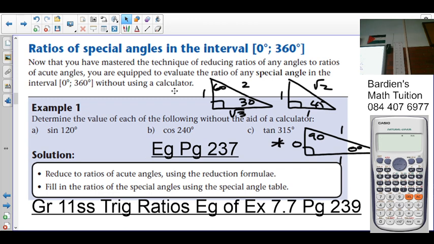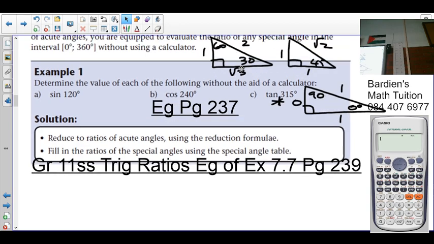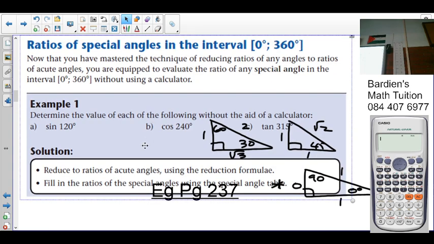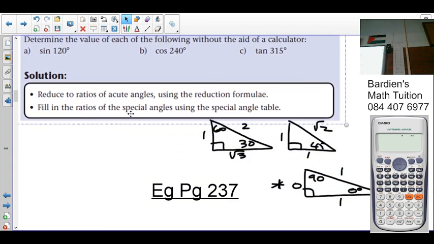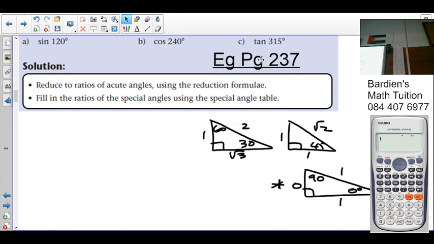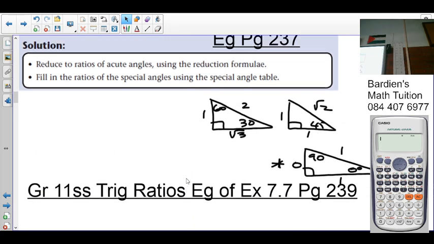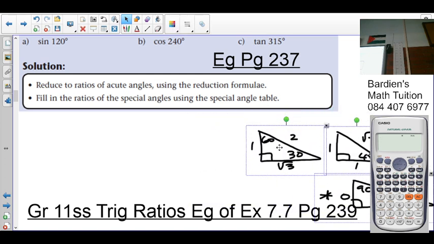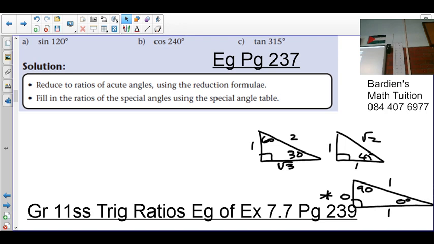Let's go to the first one, number 1. You see example 1 is on page 237. So we keep this on the side here. Let's take the calculator away. Right, so let's look at A.